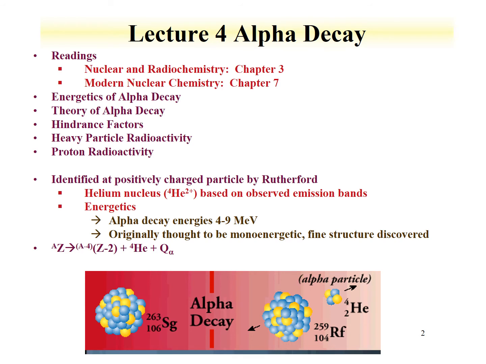An example of an isotope that undergoes alpha decay is shown here, seaborgium-263. It loses 2 protons, 2 neutrons, so it goes to rutherfordium. The A reduces by 4, so it goes from 263 to 259. And there's a helium nucleus that's also emitted as the alpha particle. The energy, this Q value, we're going to find is really the sum of the alpha energy and the recoiling nucleus energy.